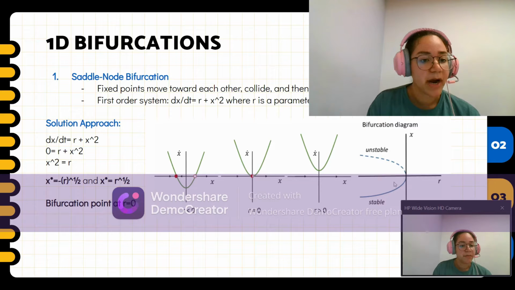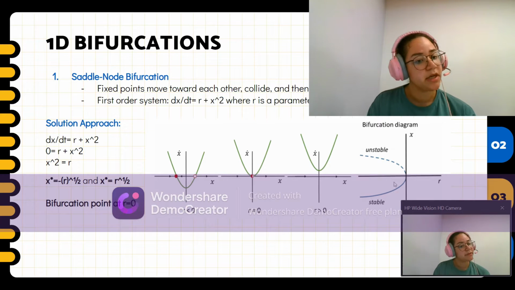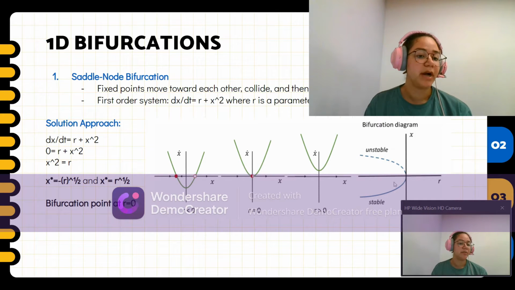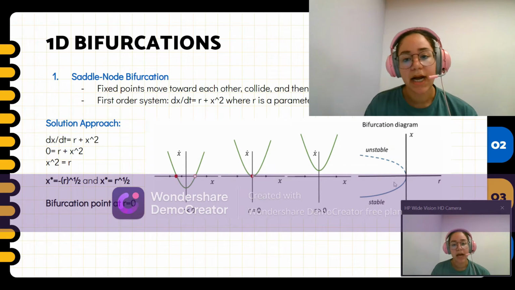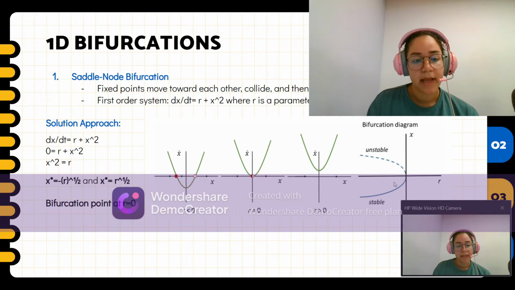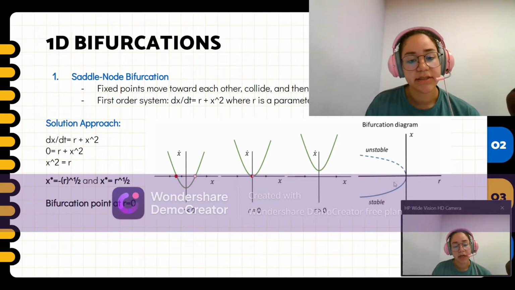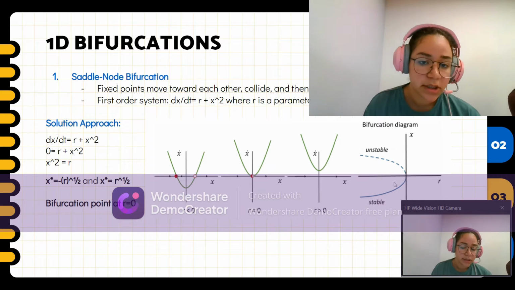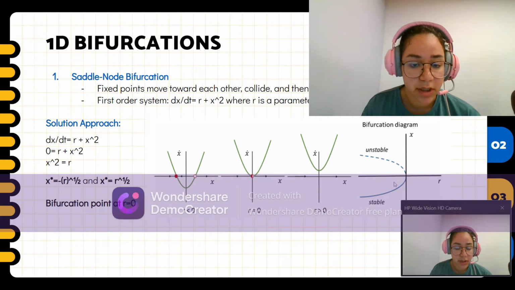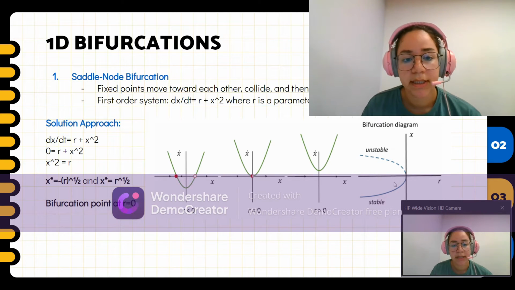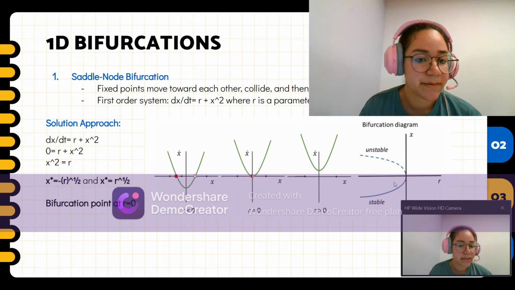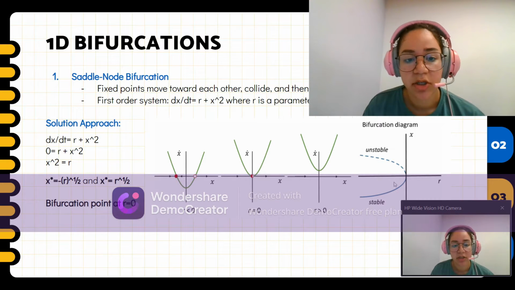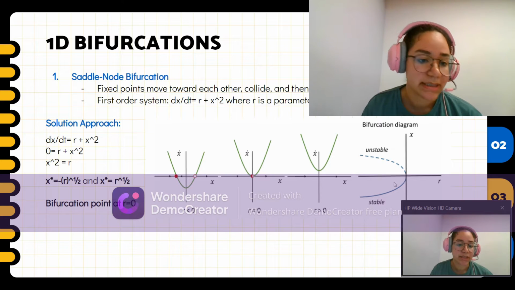So for 1D bifurcations, there's several different types. The first type is the saddle node bifurcation, in which the fixed points move toward each other, then collide, and then they are destroyed. Their first order system is described as r plus x squared, where r is a parameter. As said earlier, bifurcations are dependent on time, so that's why the first order system is labeled as dx over dt, where t is referring to time.